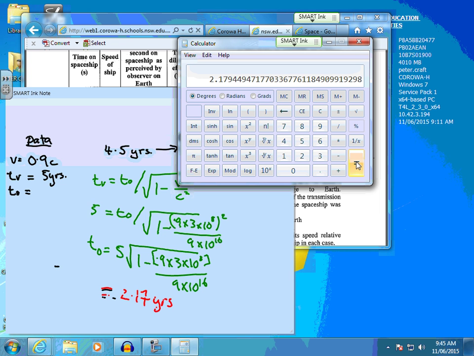So at that speed, it appears to the person on the spaceship to take less than half the time it took the person on Earth. So even though you're sitting on Earth and it took them 5 years to get out to the star, the person on the spaceship only took 2.17 years. Because time travels slower in the spaceship.